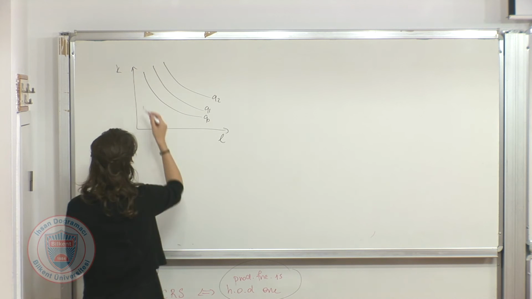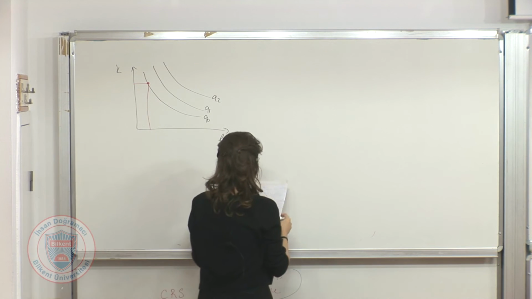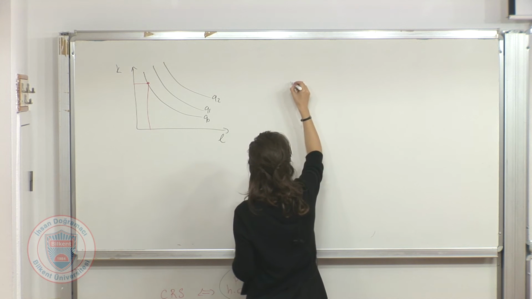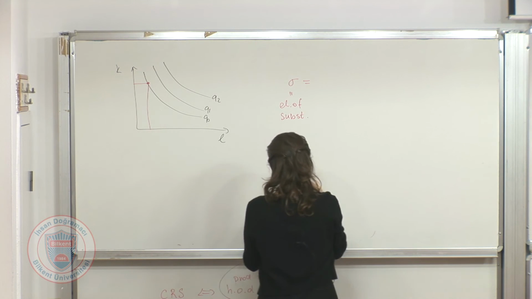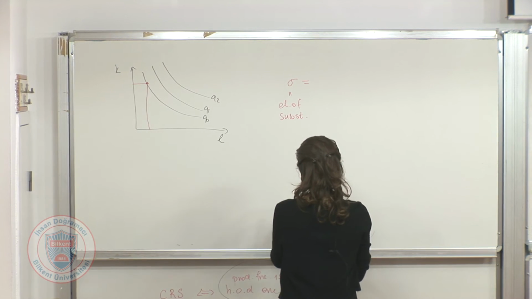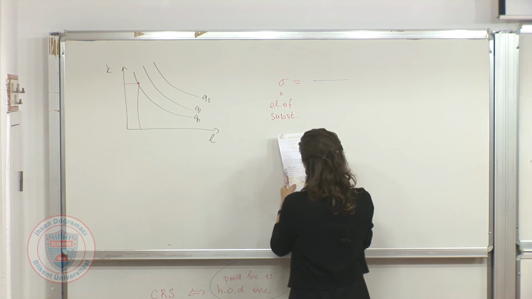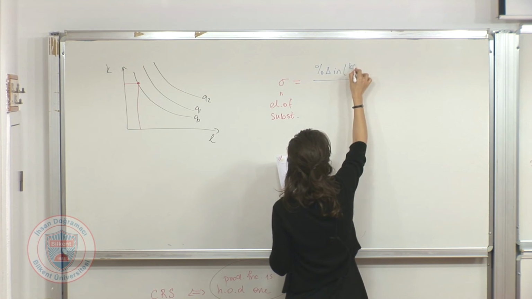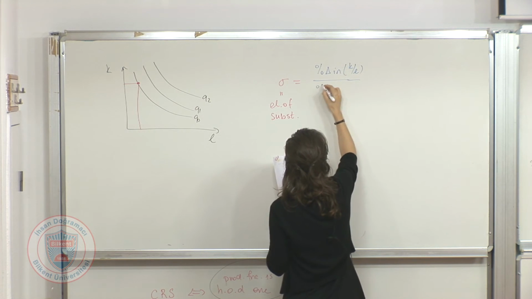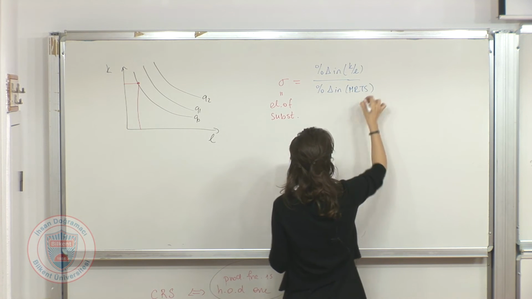So what's happening is the following. I'll give you the definition. This is called the elasticity of substitution, and in firm theory it's defined like this: the percentage change in the K over L ratio divided by the percentage change in the marginal rate of technical substitution.